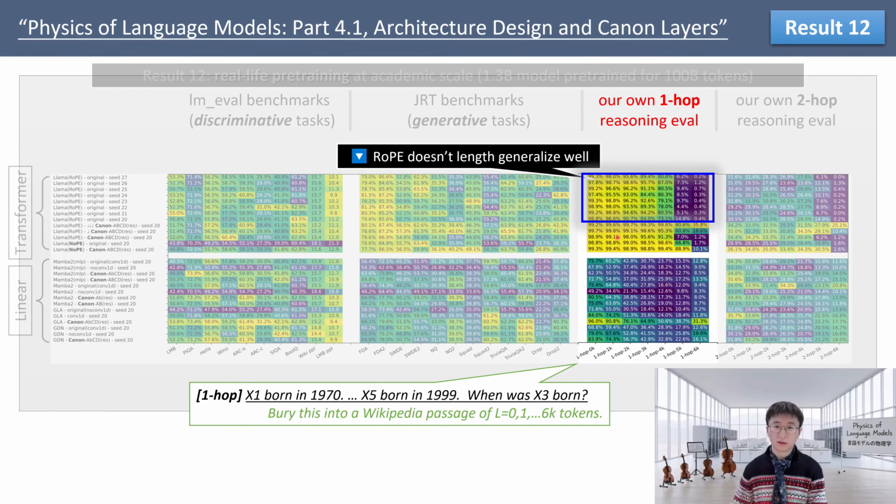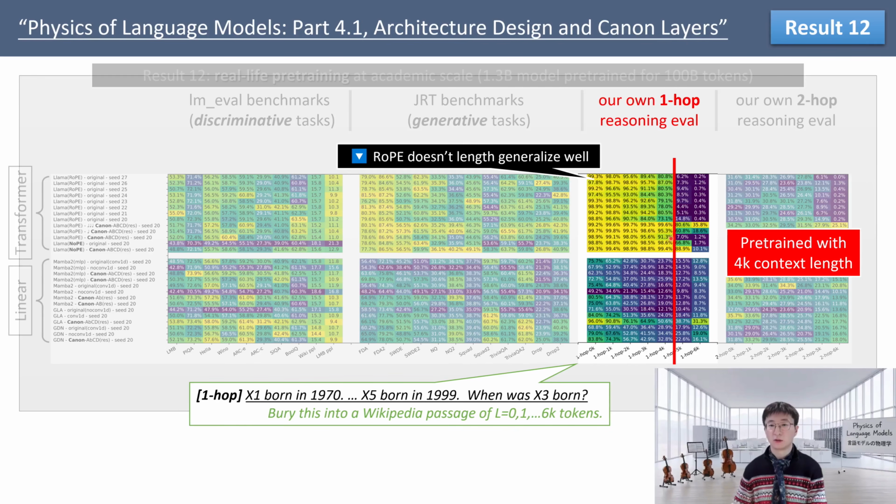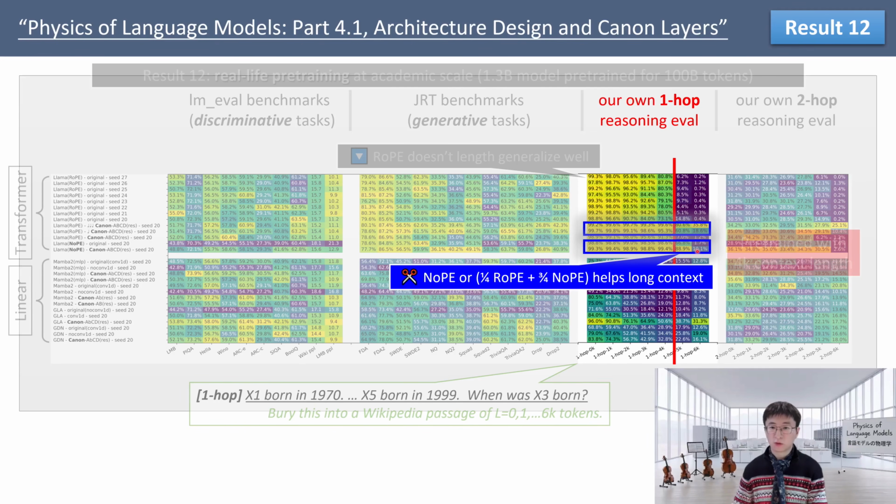And for this task, you can already see something that's well known in practice, that is RoPE, the rotary positional embedding, doesn't length generalize. We pre-trained all the models equally with a 4K context length, but you see that if you use just RoPE, it does not length generalize to 5K or 6K. But you also see those 4 good rows. The first 2 rows are precisely the quarter RoPE, and the second set of them are precisely the NoPE. So we see that doing NoPE or reducing RoPE actually helps the model to perform well on long context.